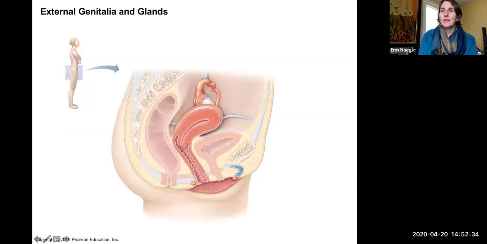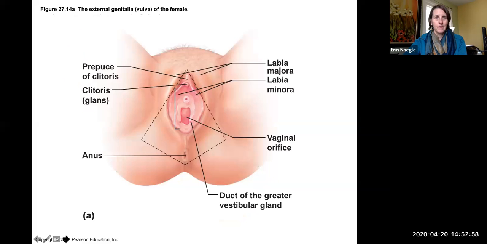Okay, so let's talk about the external genitalia and glands of the female reproductive system. And we've talked about this one. Do you remember its name? The greater vestibular gland, which is similar to what gland in the males? Quiz yourself. The bulbourethral gland, and it's producing mucus and lubrication. Let's get a different view of that one.